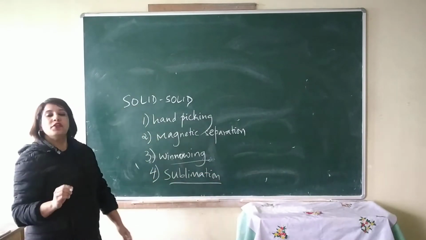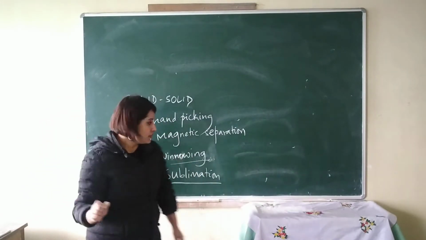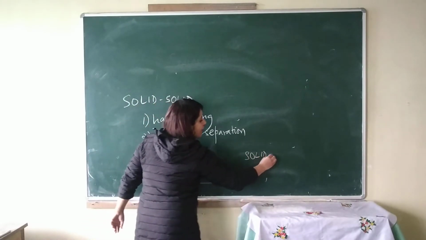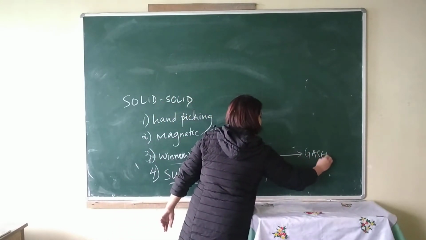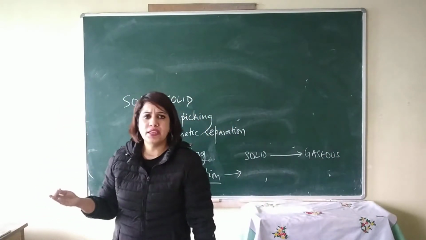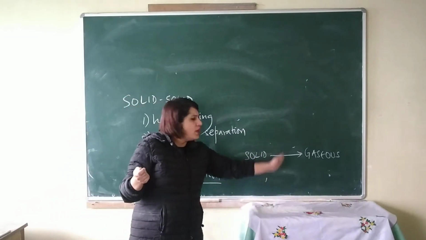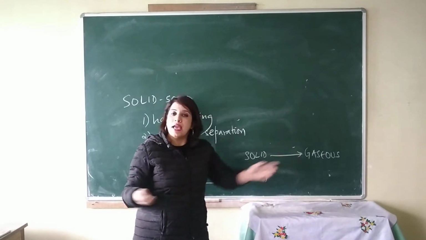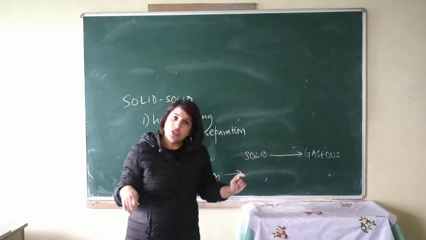Now I hope everyone knows what sublimation is. Sublimation is the process in which a solid directly changes into its gaseous form on heating. And if you remove the heat, it changes back into solid by cooling. That means there is no liquid formed here. Solid directly changes into gas, and on cooling it, the gas will directly change into solid.